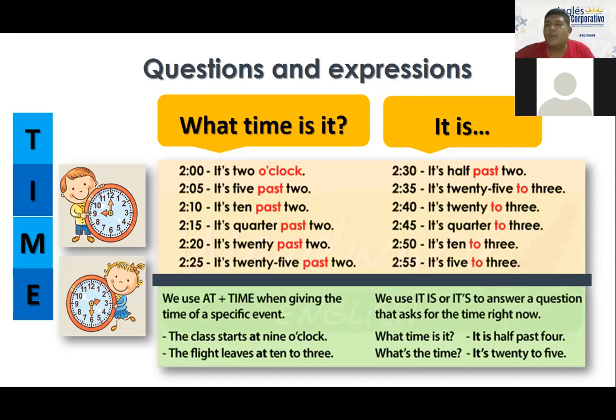Y luego, cuando ya la hora se aproxima, usted dice, it's 10 to 3. It's 5 to 3. Como decir, faltan 10 para las 3. Exactly. Sí, trate de hacerme un ejemplo, uno de esta fila y uno de esta fila, por favor. ¿De cuál? ¿De la derecha? ¿De la right, left? Both. Ok, vamos a ver.